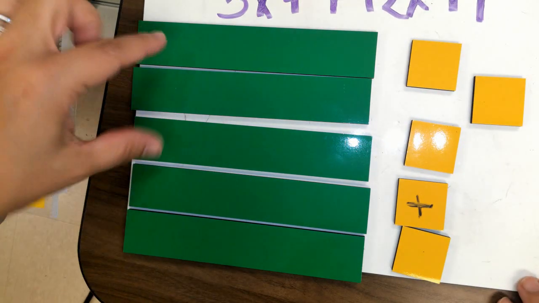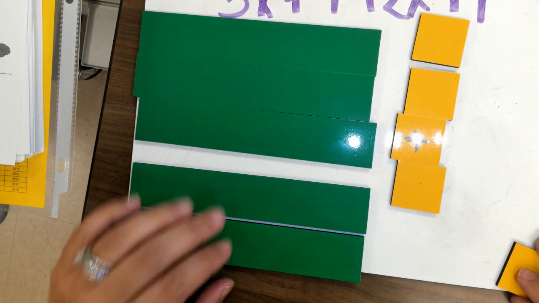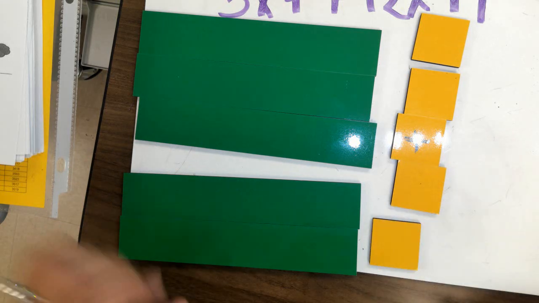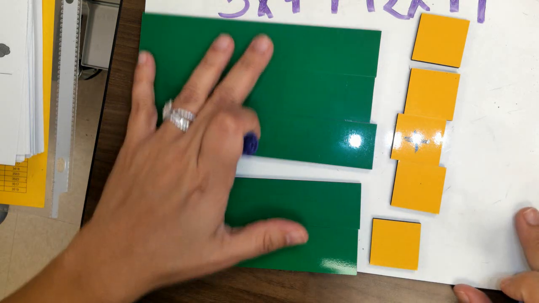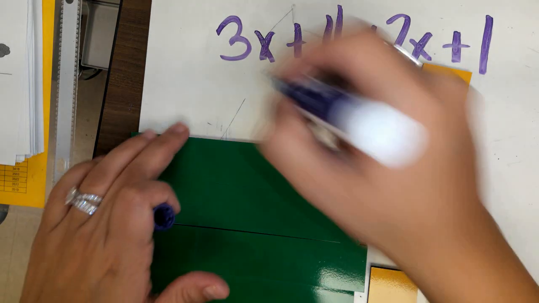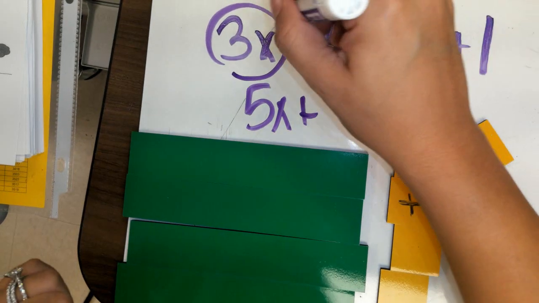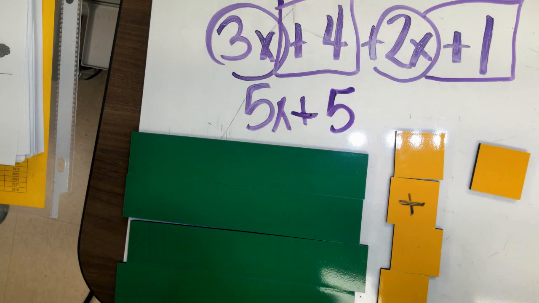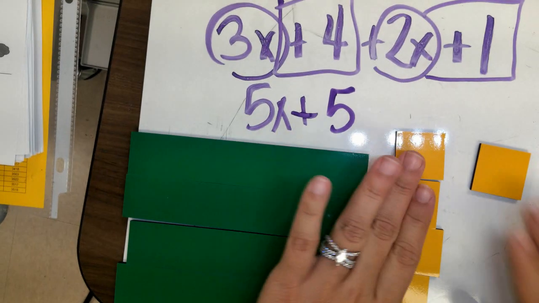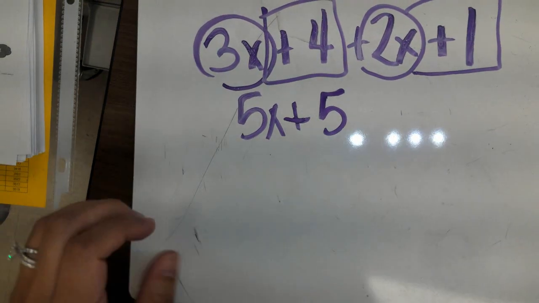So if I look at this, there's 3 x's, boom, 4 1's, right? And then 2 more x's, and then another 1. So if I look at this, I have 1, 2, 3, 4, 5. So I end up with 5x. And then again, I have 4 plus 1, and so that gives me plus 5. Okay. Now, if you don't have the manipulatives, I highly recommend that you draw these out. Okay. And so let's try another one, just making the visual aid.